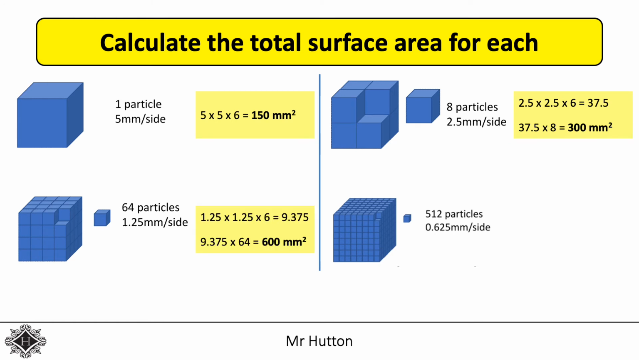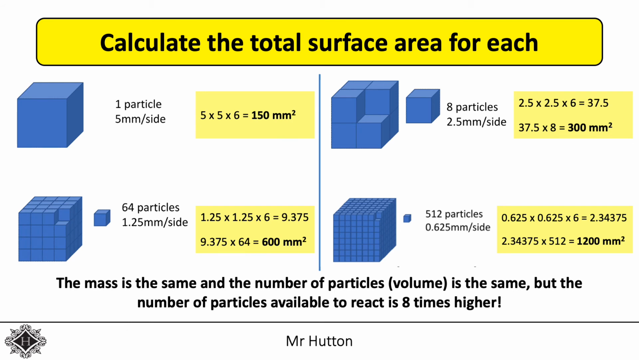Now we've broken it into 64 pieces, each one with 1.25 millimeter sides. So 1.25 times 1.25 times 6 is 9.375. So that's for one of those small cubes. And then there's 64 of them, so we times it by 64 to give us 600 millimeters squared.